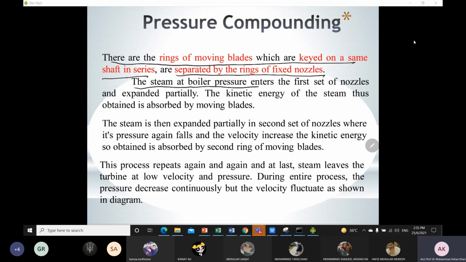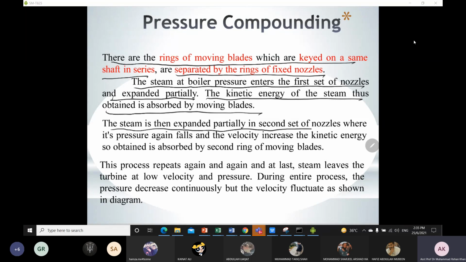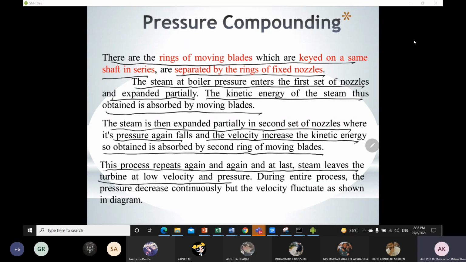Steam at boiler pressure enters the first set of nozzles and expands partially. The kinetic energy of steam thus obtained is absorbed by the moving blades. The steam is then expanded partially in the second set of nozzles, where its pressure again falls and the velocity increases. The kinetic energy so obtained is absorbed by the second ring of moving blades. This process repeats again and again, and at last the steam leaves the turbine at low velocity and pressure. During the entire process of pressure compounding, the pressure decreases continuously, but the velocity fluctuates as shown in the diagram.